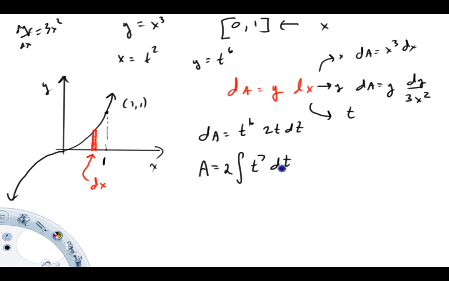Now, our limits of t are not given directly. We're going to get them from right here. If x is 0, t is 0. And if x is 1, t is also 1. So this is an integral from 0 to 1 of 2 times t to the 7th dt. So this is going to equal 2t to the 8th over 8, evaluated from 0 to 1, which is 2 over 8 minus 0, which is 1/4.